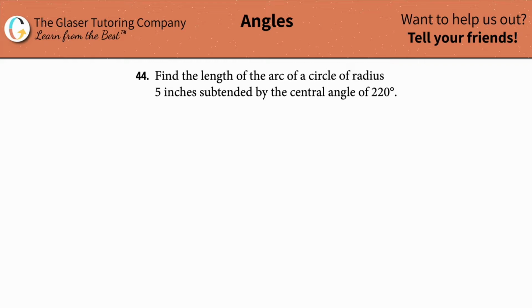Number 44. Find the length of the arc of a circle of radius 5 inches subtended by the central angle of 220 degrees. Alrighty. So what are they asking us to do? They're asking us to find the arc length. So pretend you have a circle.